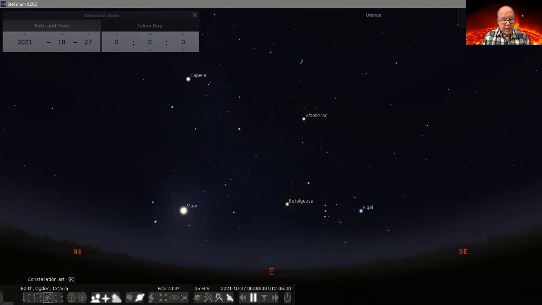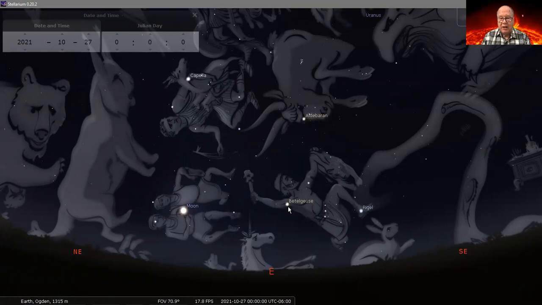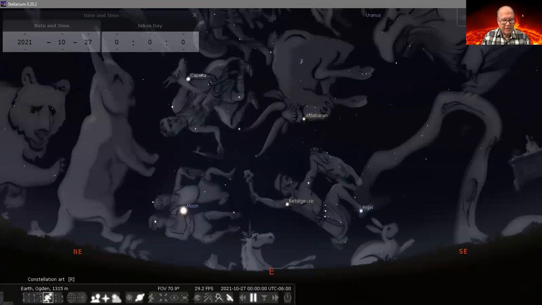Orion is supposed to be a mighty hunter, as you can see here. Here's a hunter, his club is raised. There is Betelgeuse in the giant's armpit. In fact, literally translated from the Arabic, Betelgeuse means armpit of the giant. Here's Rigel down there, the giant's foot, and the giant has his club raised.